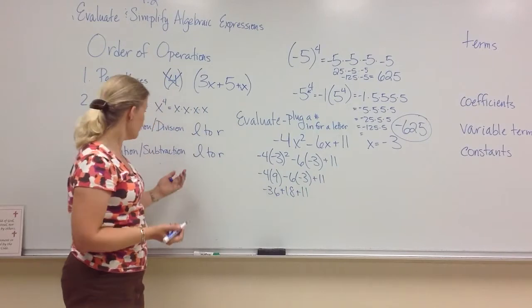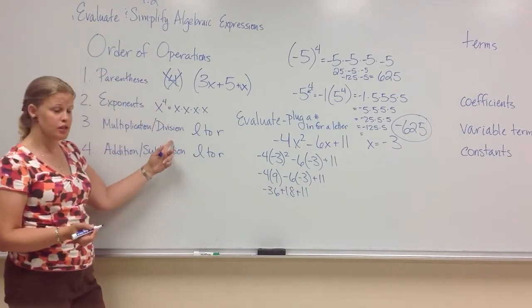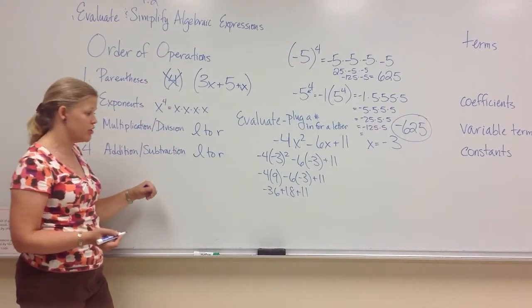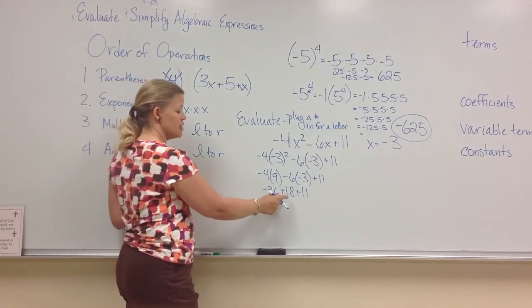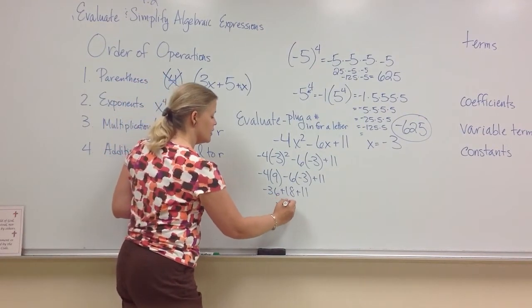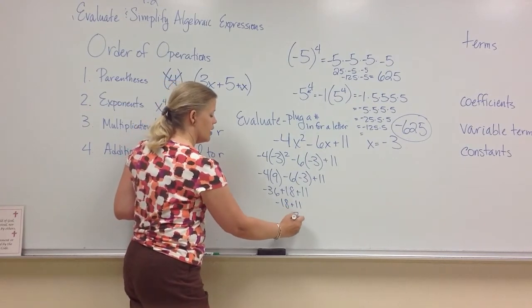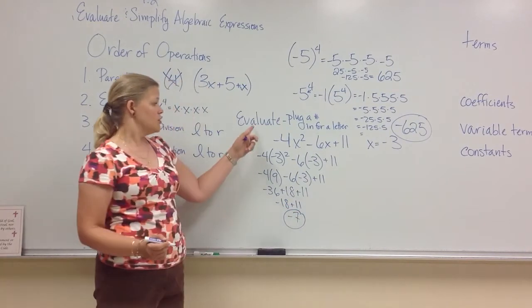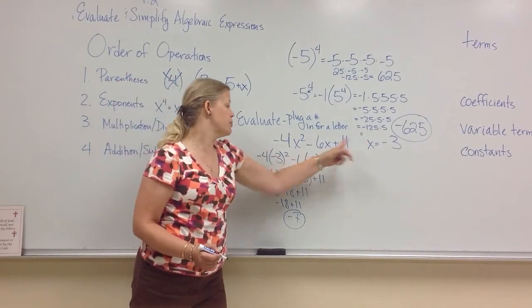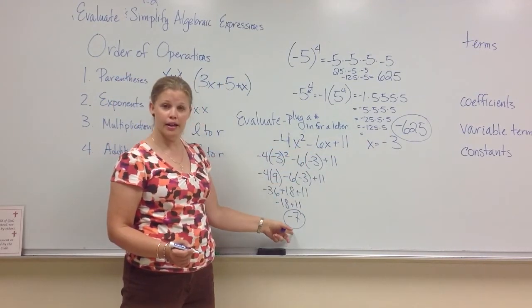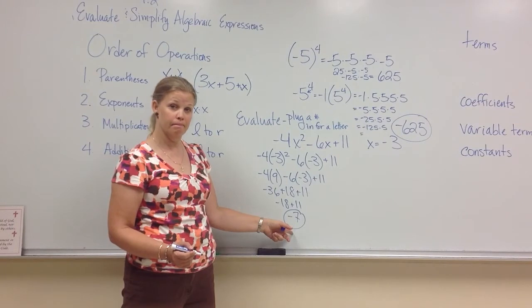All right, we finished multiplication and division, we just have addition and subtraction. What is negative 36 plus 18? It's negative 18. What is negative 18 plus 11? Negative 7. So when you evaluated, when you plug negative 3 in, you got negative 7, and now you're done.